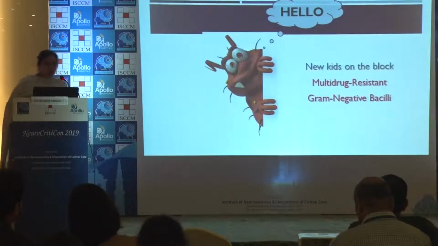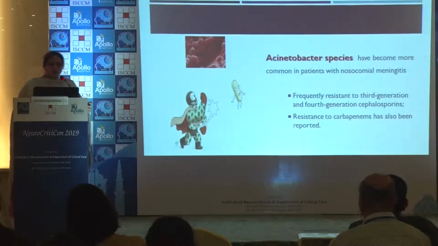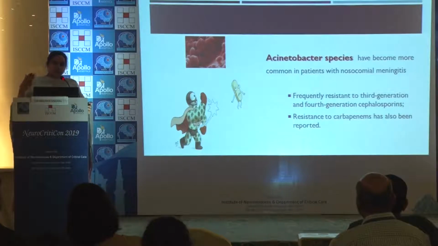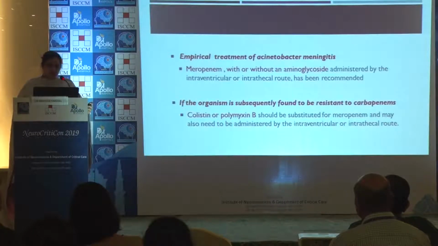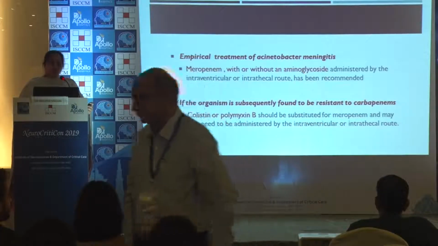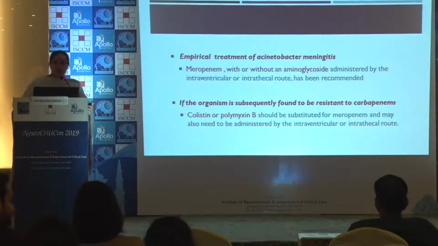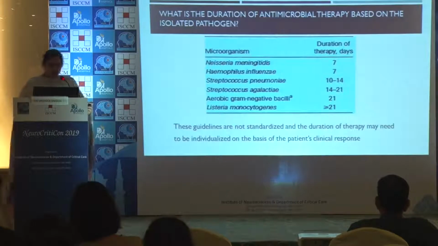All right, new kids on the block, the MDR gram-negative bacilli. Acinetobacter species have become more common in patients with nosocomial meningitis. I think all the patients who come for tertiary care to your hospitals usually have these resistant, multi-drug resistant gram-negative bacilli, isn't it? They are resistant to everything, from cephalosporins to carbapenems and everything. So empirical treatment that we usually do is we start with meropenem with or without an aminoglycoside. And if the organism is subsequently found to be resistant to carbapenems, we start with colistin. But colistin has a very poor CSF penetration. So what needs to be done? An intraventricular antibiotic. All right, I'll discuss the intraventricular once again.